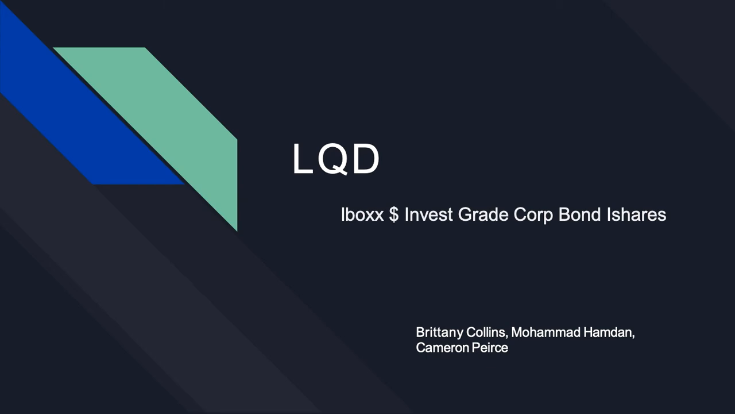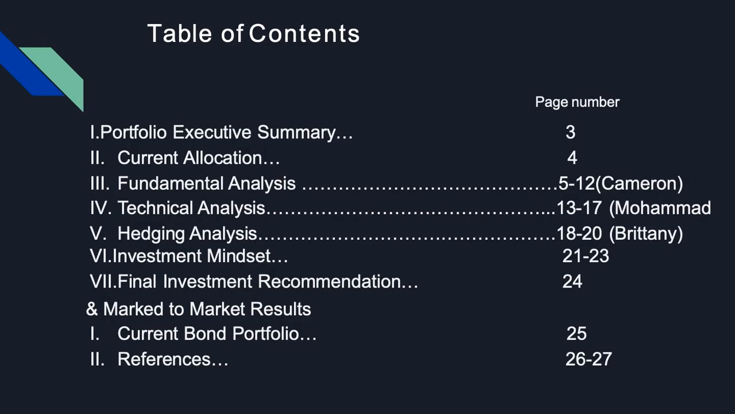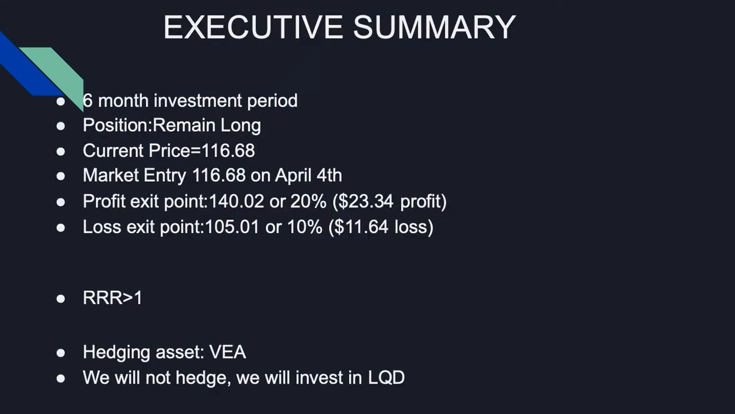Folks, here is the example PowerPoint presentation that will have the relevant slides. So I will take you through this one by one. The first one is a table of contents, and you also have to specify all the page numbers. Then comes the executive summary, where you mention current price, profit exit point, and loss exit point, giving RRR greater than 1.